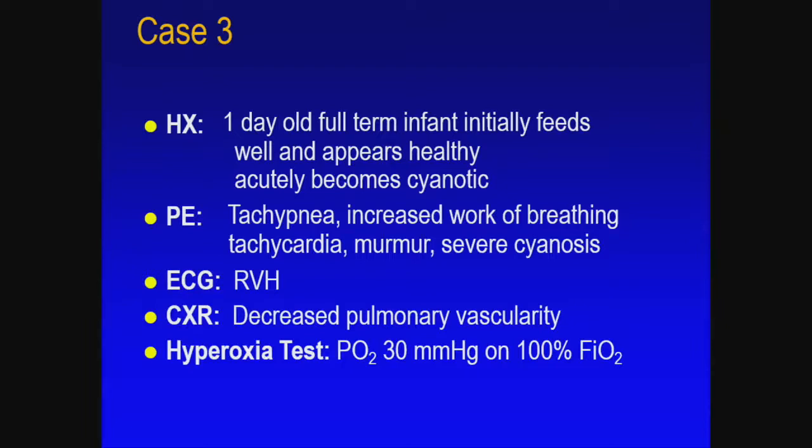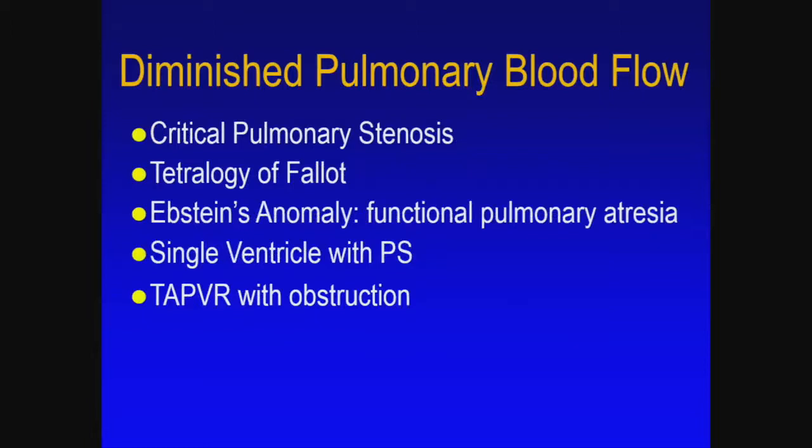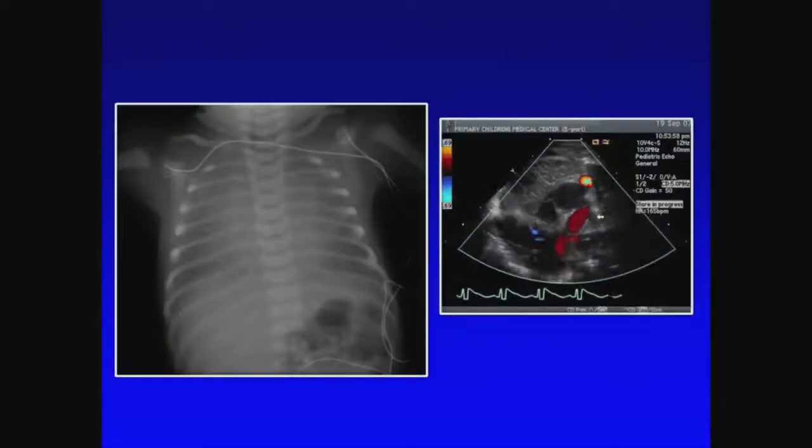Your hyperoxia test, although we don't do it routinely, you will see some of the questions that typically talk about this hyperoxia test. We don't do it very often in clinical practice. What are the conditions? Critical pulmonary stenosis, TOF, Ebstein's anomaly, especially when there is functional pulmonary atresia, single ventricle with PS, TAPVR with obstruction. Let me show you a few examples.